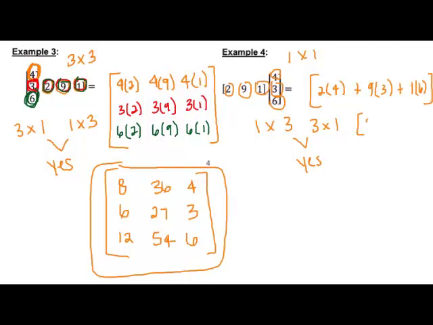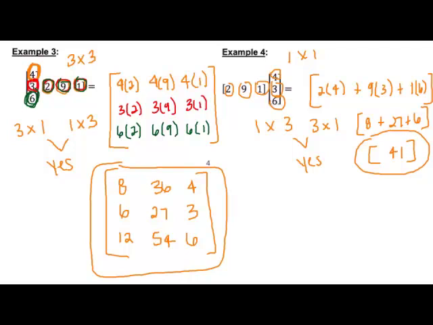2 times 4 is 8. 9 times 3 is 27. 1 times 6 is 6. So our final answer is 41. And again, our solution is a 1 by 1, so it's just one number.